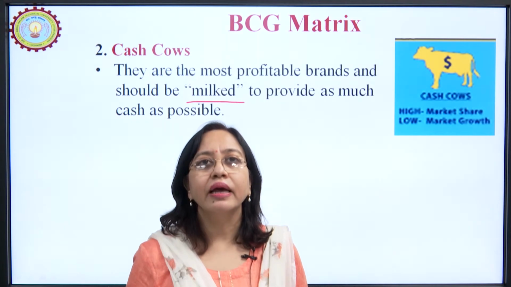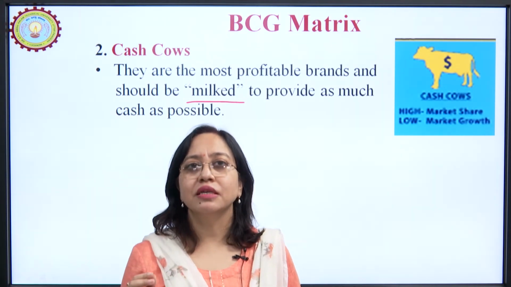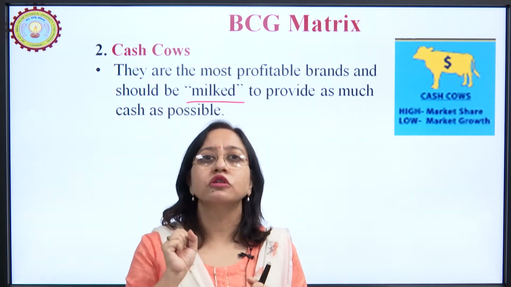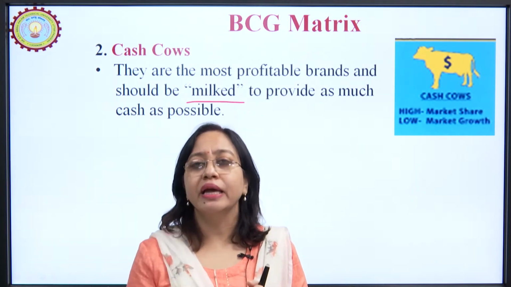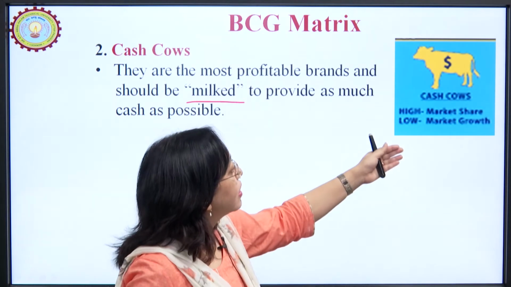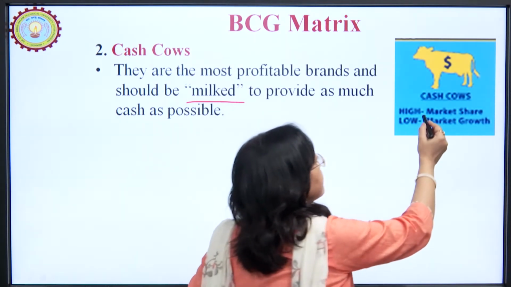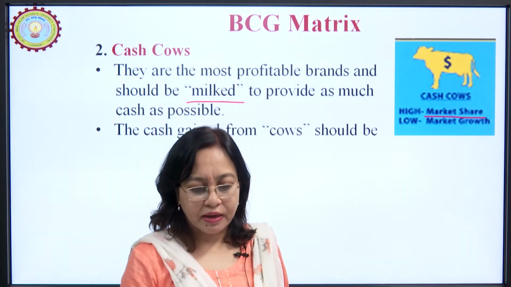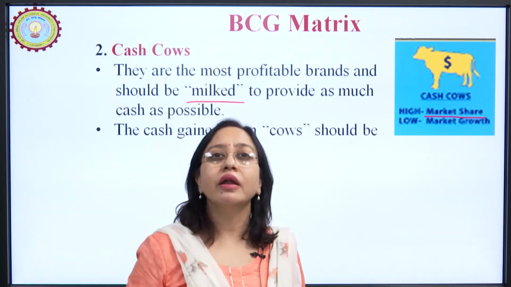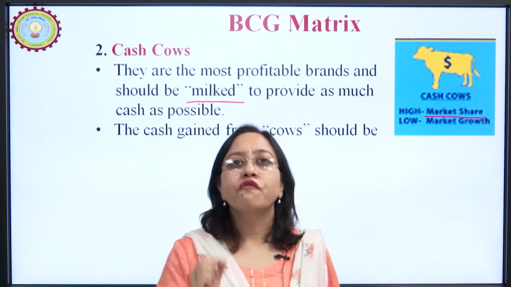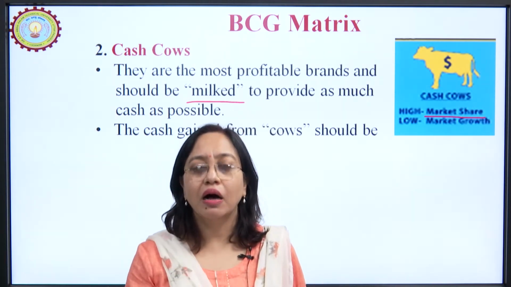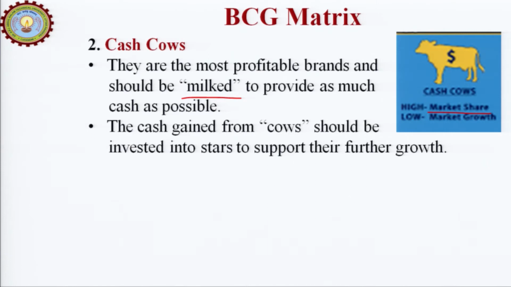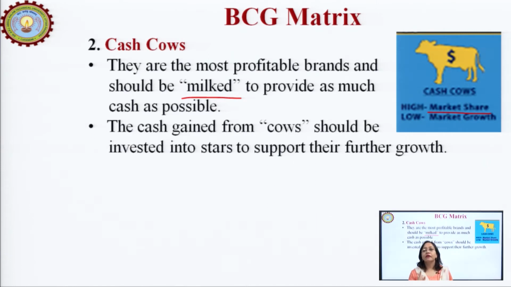So, similarly in case of such businesses, maximum cash, maximum revenues should be tried to be extracted, because they are the market leaders almost, because the market share is very high. Then the cash, whatever cash you are deriving from milking these cash cows, where should it be used? It should be invested into stars to support their further growth.